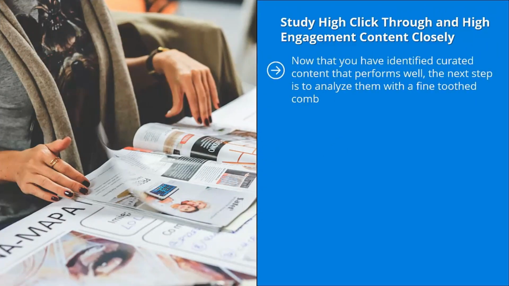Now that you have identified curated content that performs well, the next step is to analyze them with a fine-tooth comb. Ask yourself, what problems are people interested in when they read this piece of content? How are these pieces of content positioned or presented? Do they use some sort of emotional headline? Do they use subheadings that ask questions? Do they drag the person along? Or do they just lay out the information dead center?